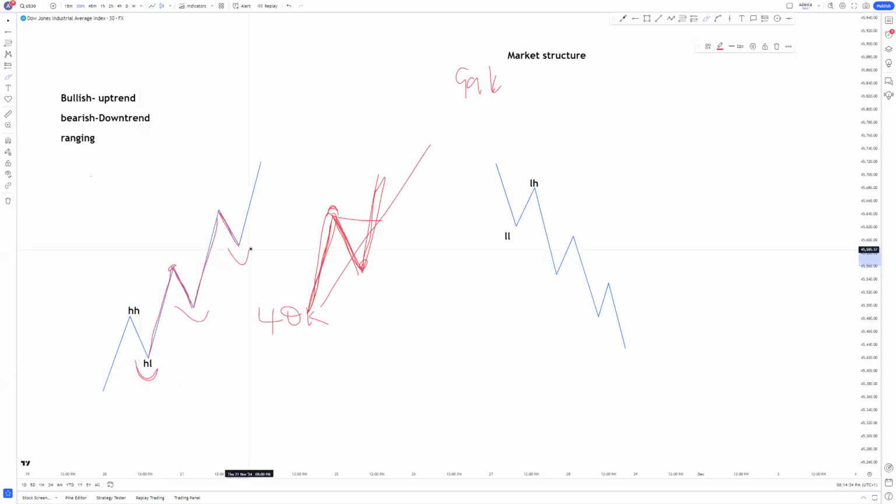This previous low, they are protected. Why the previous high should be broken, right? This previous high should be broken, leading to a break of structure. So we have higher high, higher low, then higher high, higher low, so on and so forth.